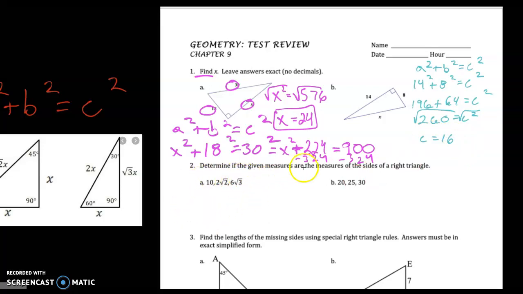All right, so determine the given measures of the side of the right triangle. So pretty much you want to see if these are true, okay? So you just go ahead and plug it into the equation, and if they equal out, then they are a right triangle.